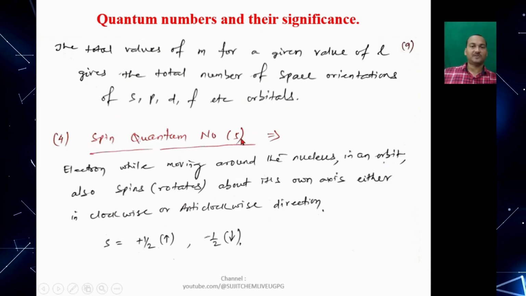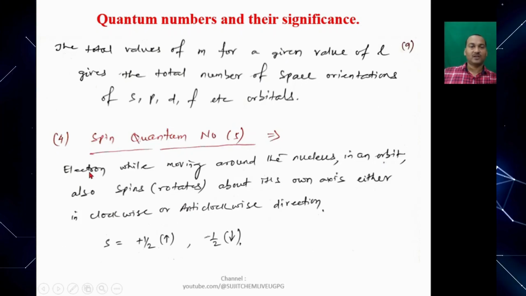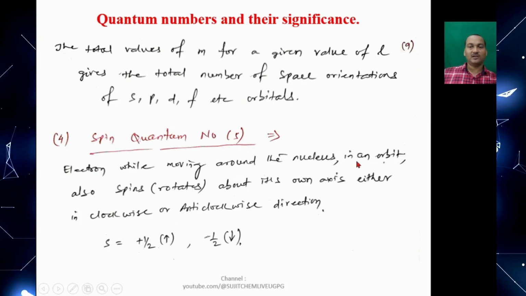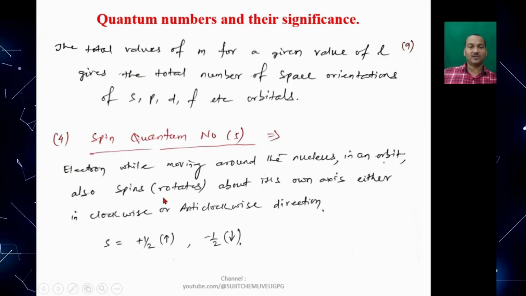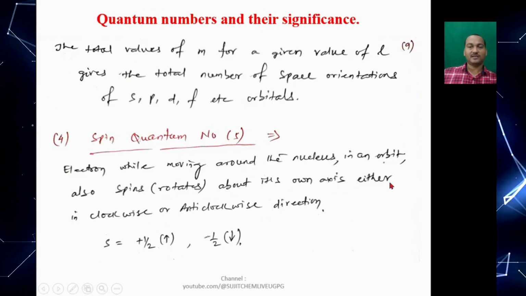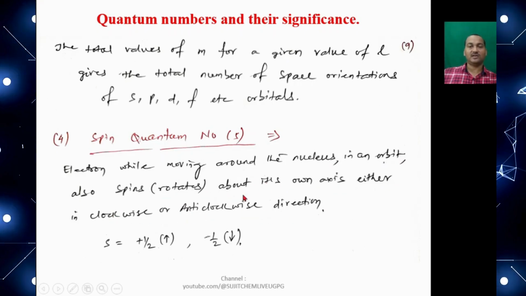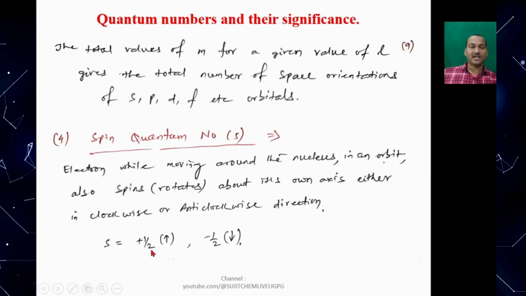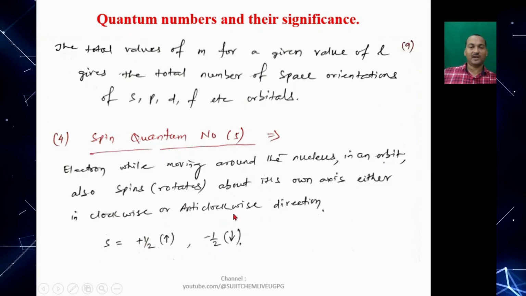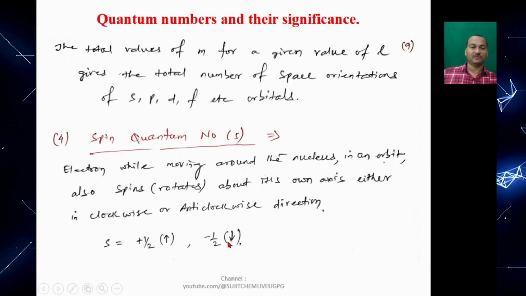So let's talk about the spin quantum number, that is S. The electron, while moving around the nucleus in an orbit, also spins or rotates about its own axis either in clockwise or anti-clockwise direction. So S can have plus half for clockwise, or minus half for anti-clockwise direction.